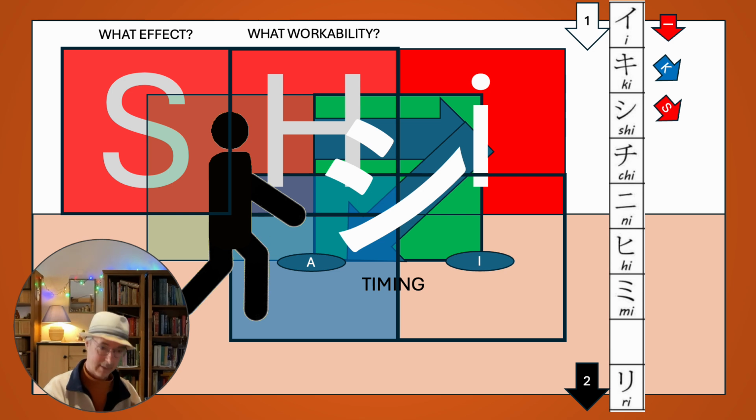We have S. It's about effect. So what effect do we have? And the H is about workability. So what kind of effect and what kind of workability do we need to make this work? In the character of the Japanese, it will be about timing. So what kind of timing do we use or need globally to make this work?